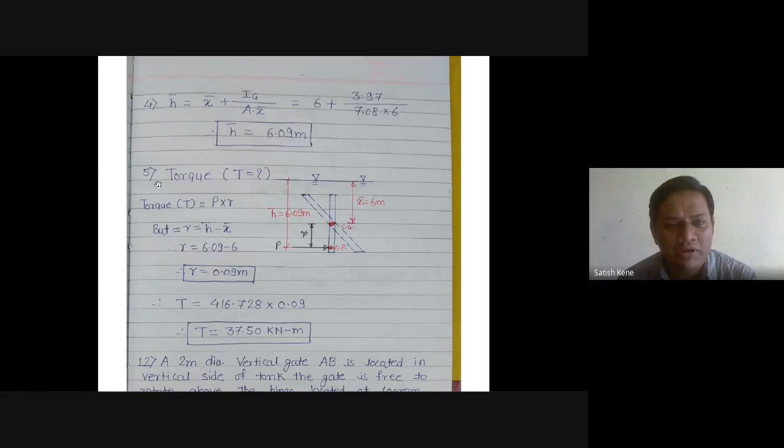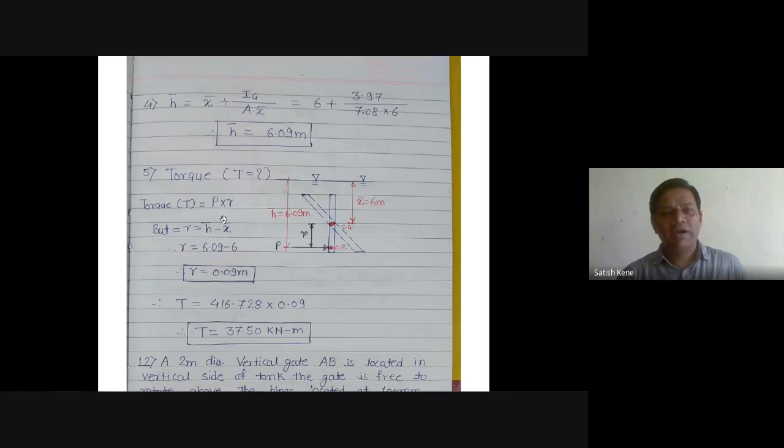So torque is equal to P multiplied by R. We already completed the torsion topic in our strength of materials. What is the definition of torque? Torque is nothing but the product of force multiplied by some distance. That distance I am assuming here as R. So torque T is equal to P multiplied by R. P is already calculated, that is 416.728 kilonewton. We have to calculate R. So R is equal to H bar minus X bar. H bar is 6.09, X bar is 6 meter, so R is equal to 0.09 meter.